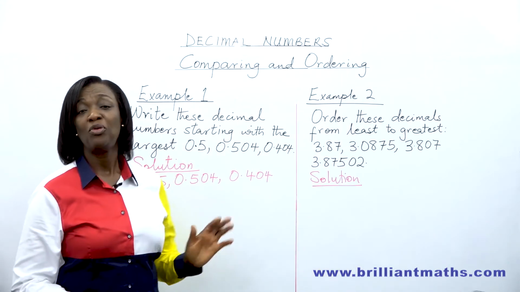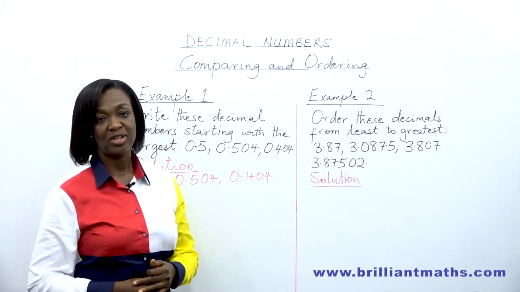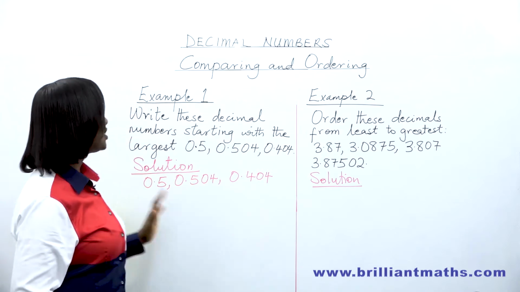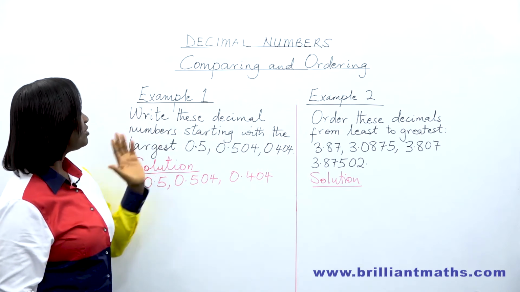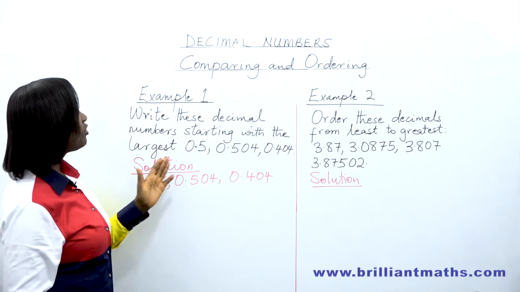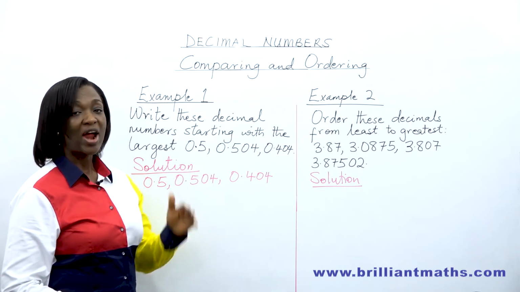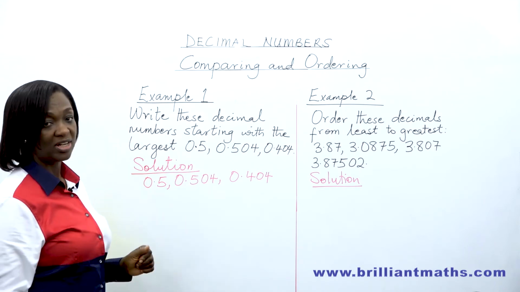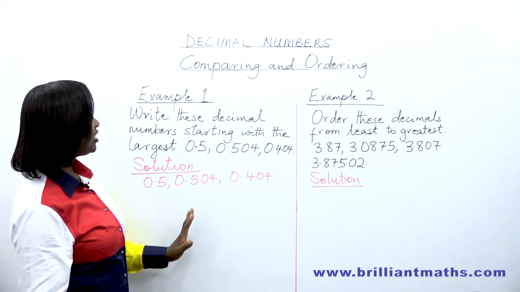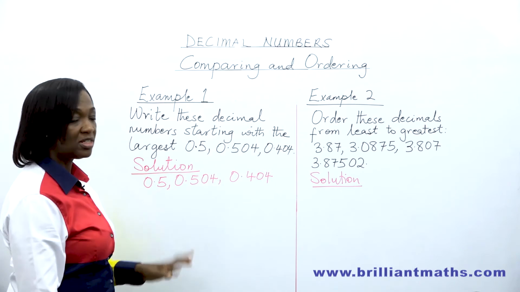In this example, we want to learn how to compare and order decimal fractions. We're going to use these two examples. Example 1. Write these decimal numbers starting with the largest. So we have 3 decimal numbers to compare and then write in order starting with the largest one. To compare decimal fractions, look at the place value of the highest digits.